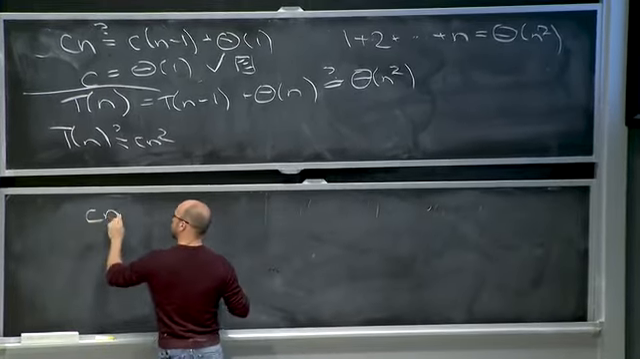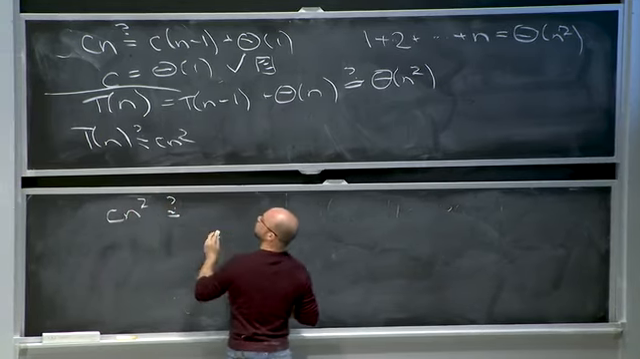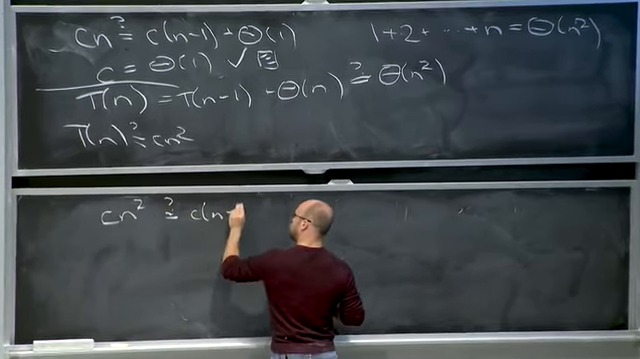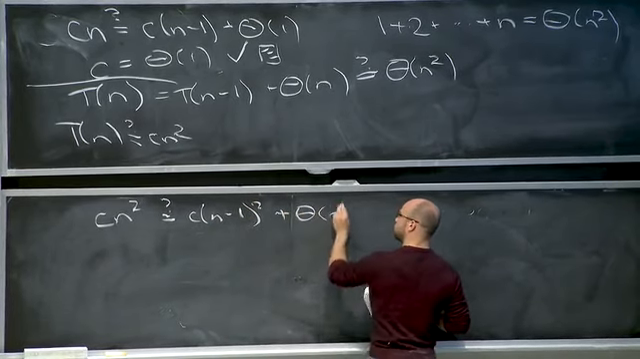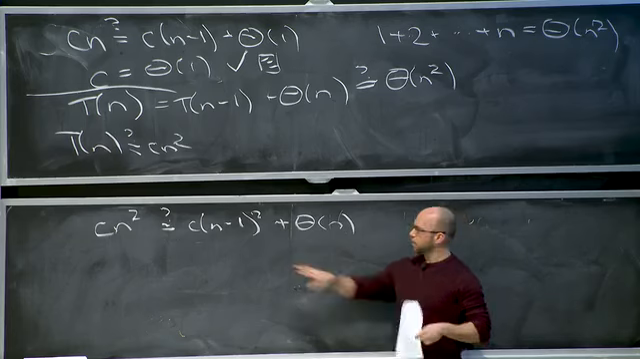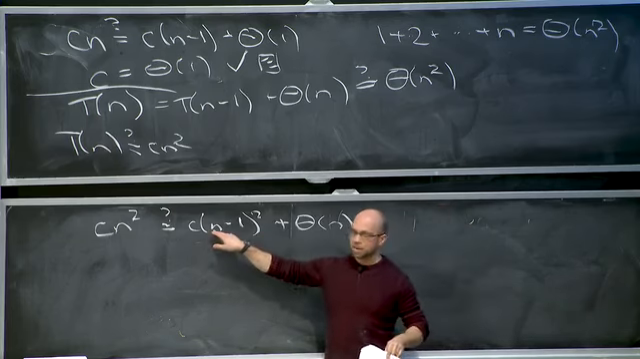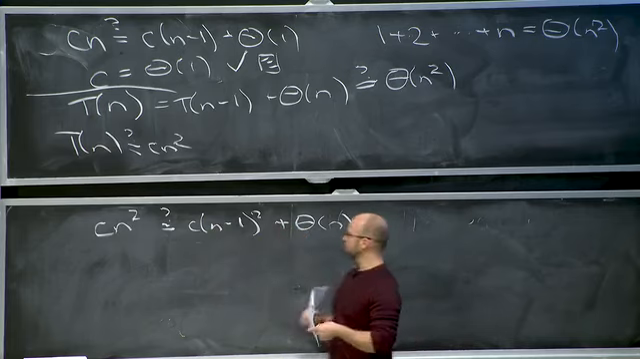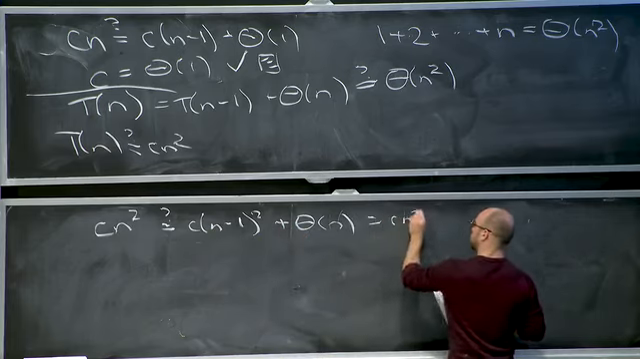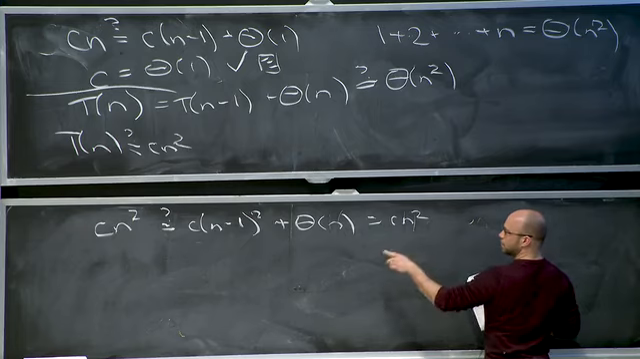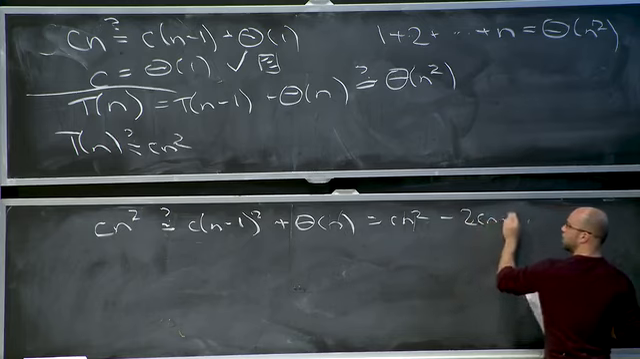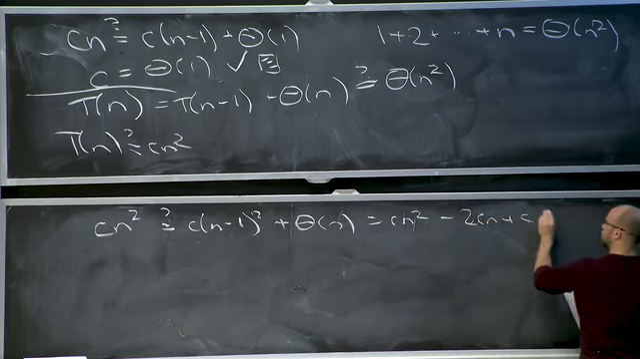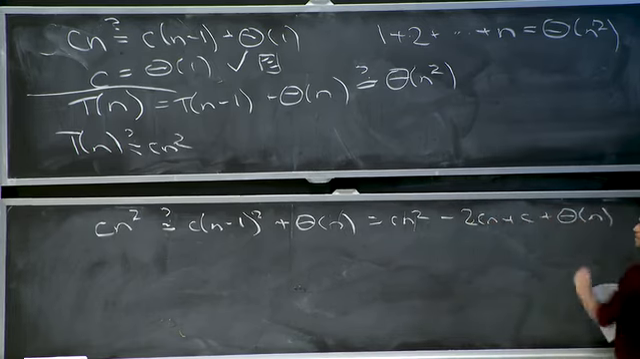I have cn squared equals, with a question mark over it, c(n minus 1) squared plus big O, or even theta of n here. So if I expand the square, notice I'm going to get c times n squared plus a bunch of linear stuff. So this is really cn squared, minus 2cn plus c, plus theta of n.